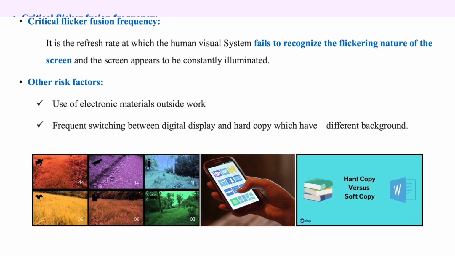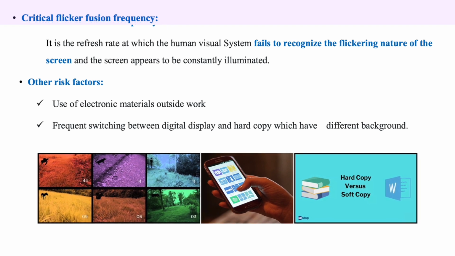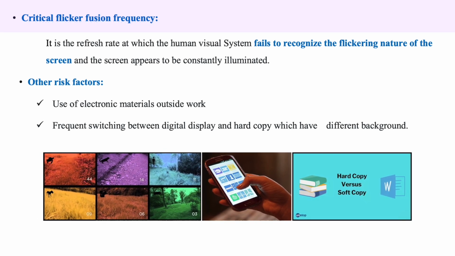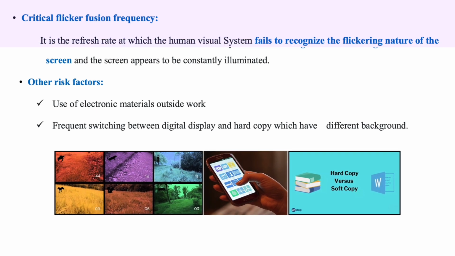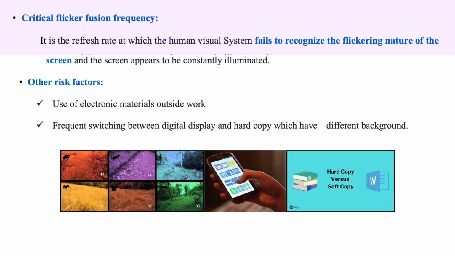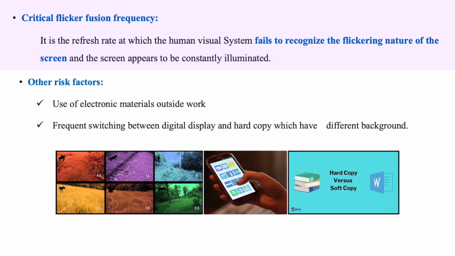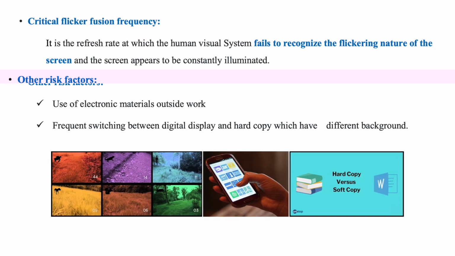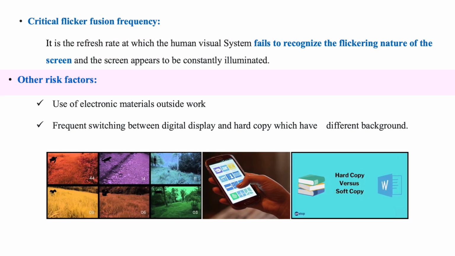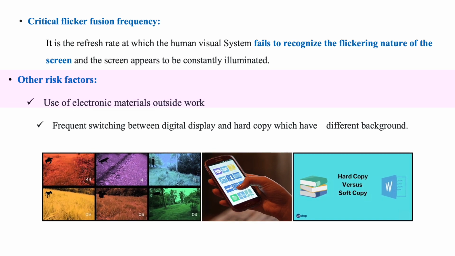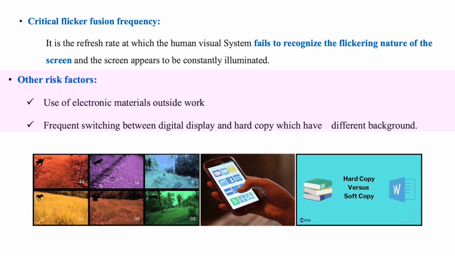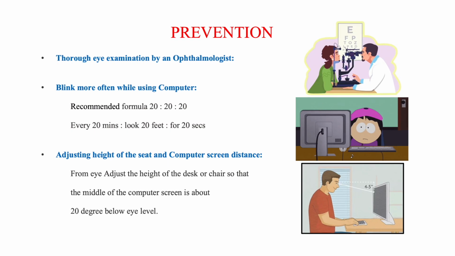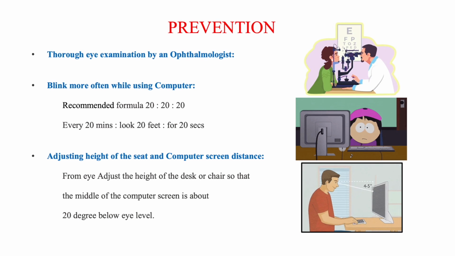Now coming to critical flicker fusion frequency, it is the refresh rate at which the human visual system fails to recognize the flickering nature of the screen, and the screen appears to be constantly illuminated. Other risk factors include use of electronic materials outside work, and frequent switching between digital display and hard copy, which have different backgrounds. Prevention: things to be done to minimize CVS.